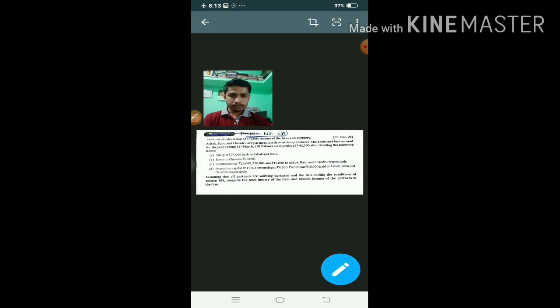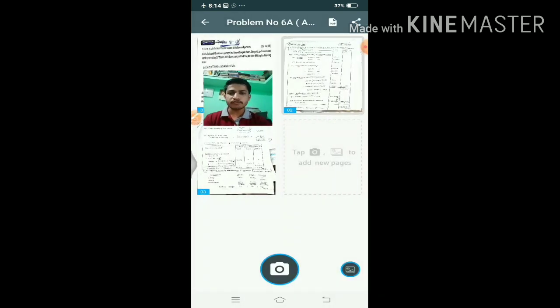Assuming that all the partners are working partners and they are fulfilling all the conditions under section 184, compute the taxable income of the firm as well as the taxable income of the partners. This is the problem they provided, so let's see the solution.